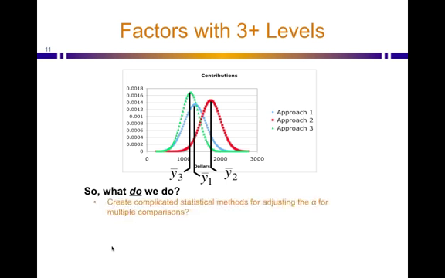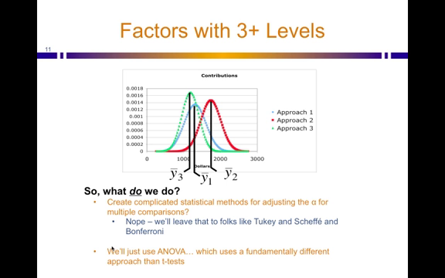Well, one of the things we can do is create a lot of complicated statistical methods for adjusting the alpha to take into account this fact of alpha inflating in a way like what we just showed. And the numbers we just showed were like a maximum value for the alpha inflation that you could see. Well, okay, we're not going to do that. We'll leave that to other folks, Tukey and his statistician friends. What we're going to do is use ANOVA, which uses a fundamentally different approach to detect differences between means than t-tests. And that fundamentally different approach will be the focus of the next video.